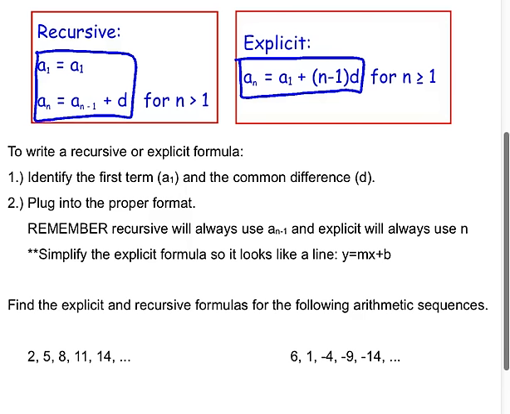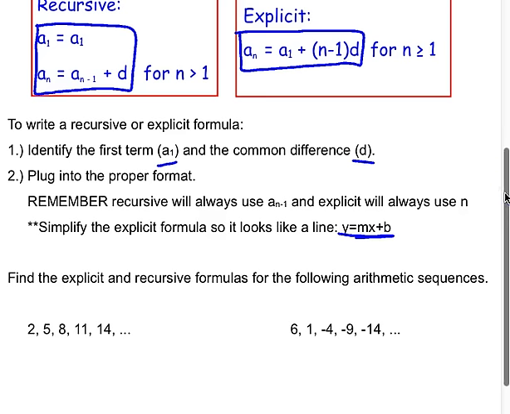So to write a recursive or explicit formula, you need the first term, obviously, and both need that common difference. All right, what are you adding and what are you subtracting? And then, of course, you just plug it into the proper format. When you're dealing with explicit formulas, you want to simplify it so it looks like the equation of a line. All right, so every explicit formula should be simplified. Now, let me show you what I mean.